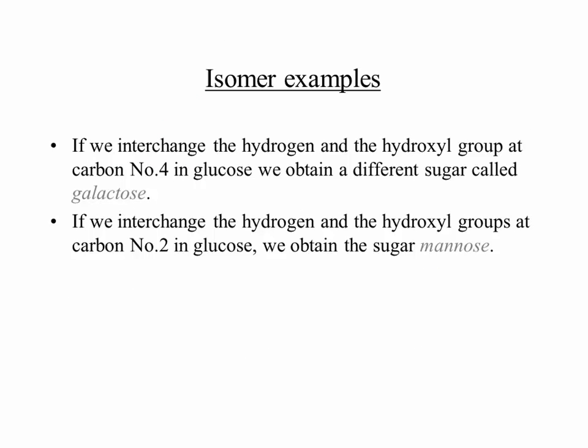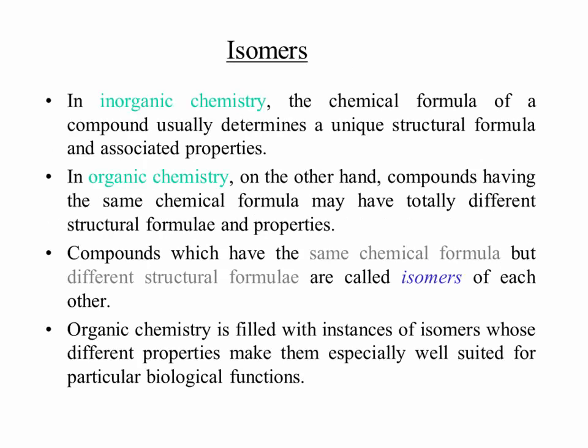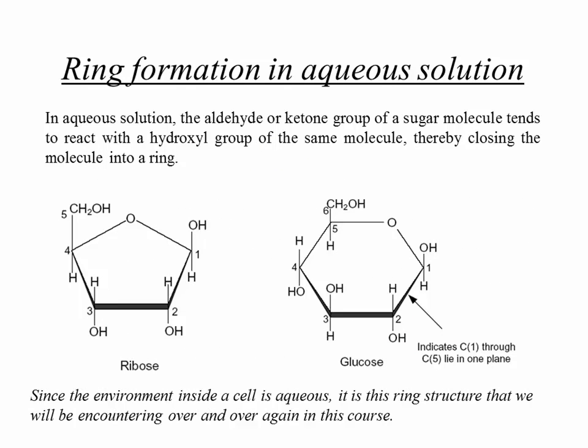So now we get back to your question. We had the structure of glucose. If you change the carbon in glucose at carbon number 4, if you interchange the hydrogen and hydroxyl, then you get the sugar that is called galactose. If you interchange it at position number 2, you will get mannose.